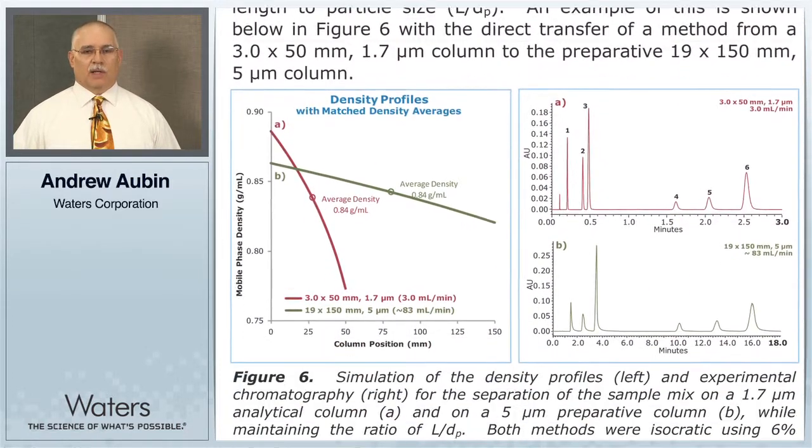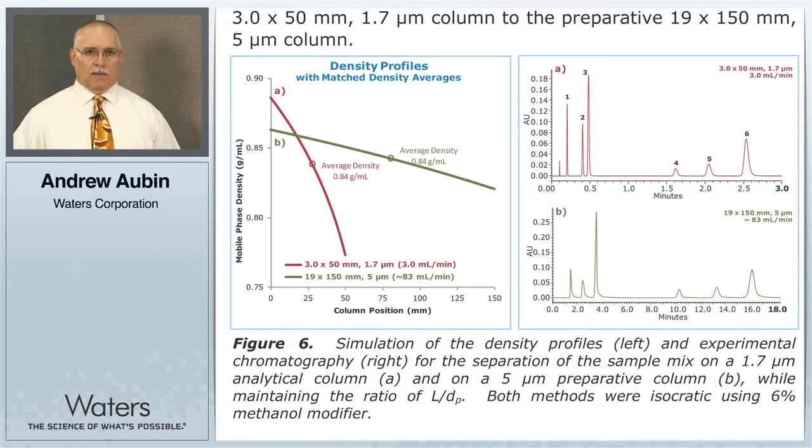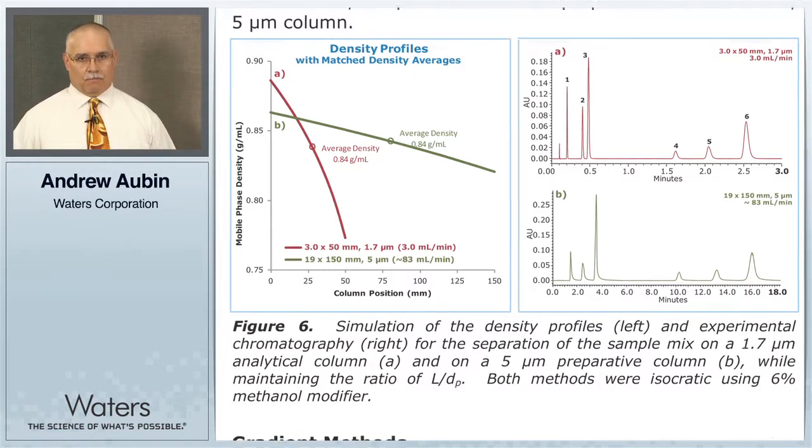We can also start to consider length of column and particle size together. In liquid chromatography, using L over dP, that's length divided by particle size, we can accurately predict how long of a preparative column we will need relative to the size of the analytical column. The same calculations can be used in supercritical fluid chromatography as long as the average density is taken into account. If we use L over dP as part of our calculations and include the density calculation as well, we can start to make our chromatography moving from small particle, short analytical columns to large diameter, long preparative columns, allowing us to make our chromatography very similar.